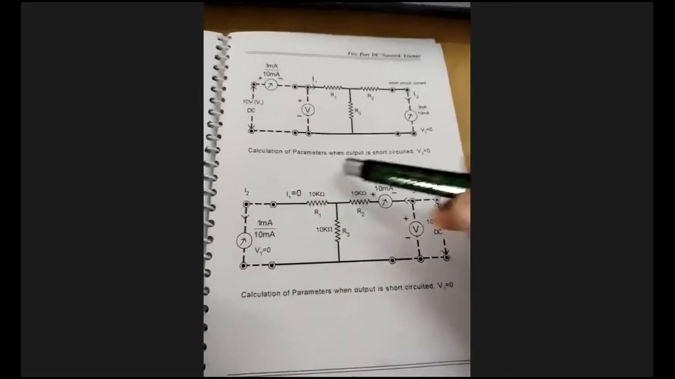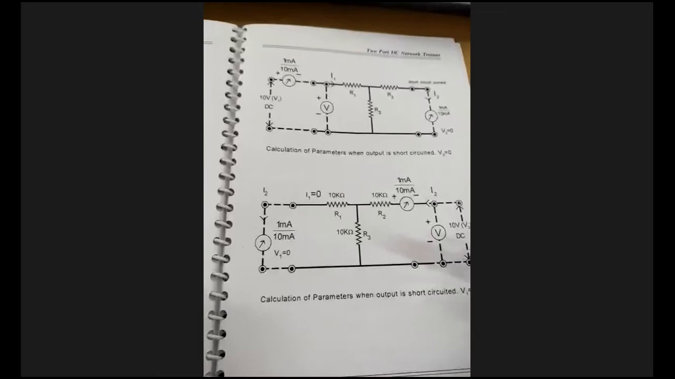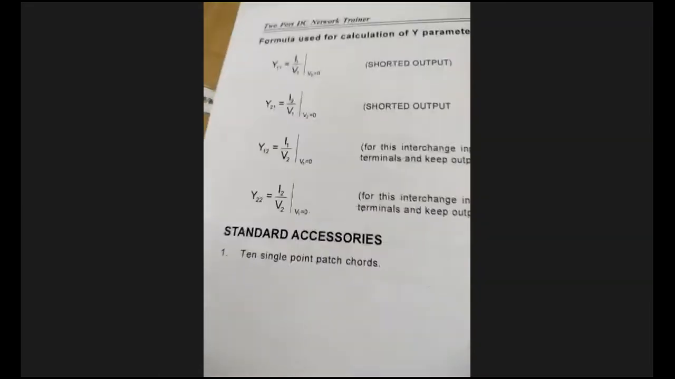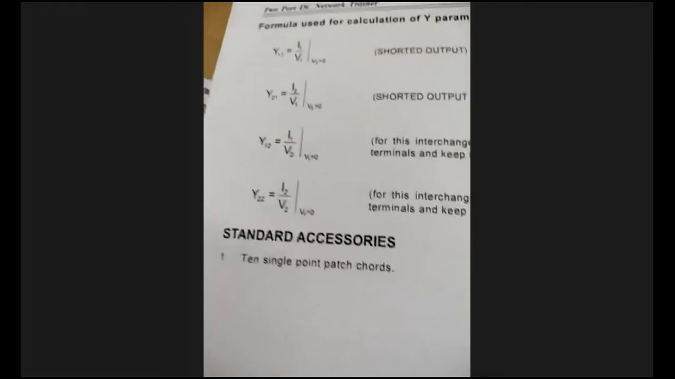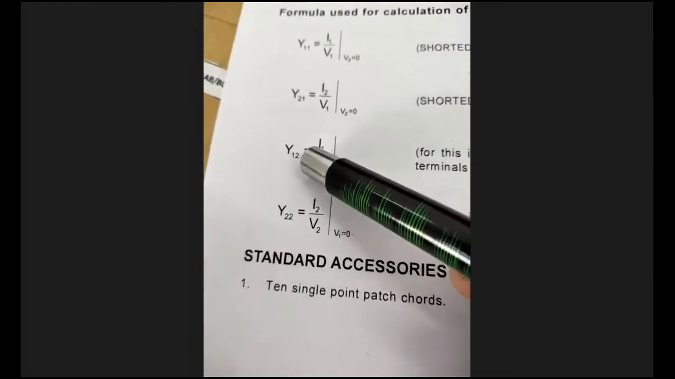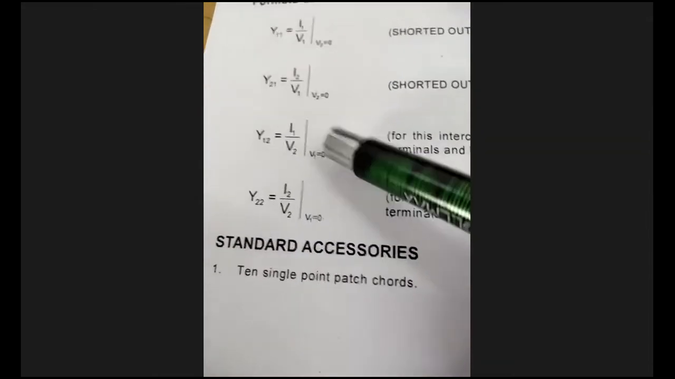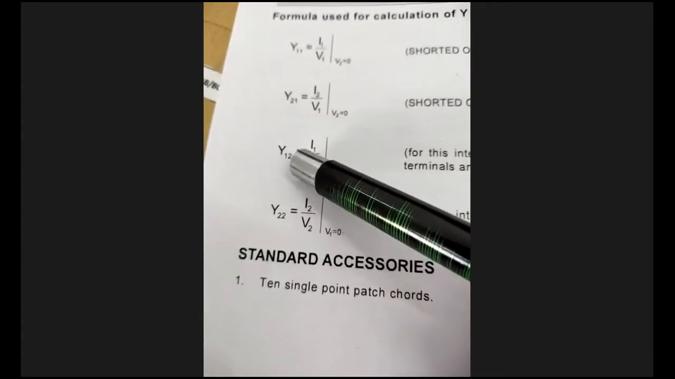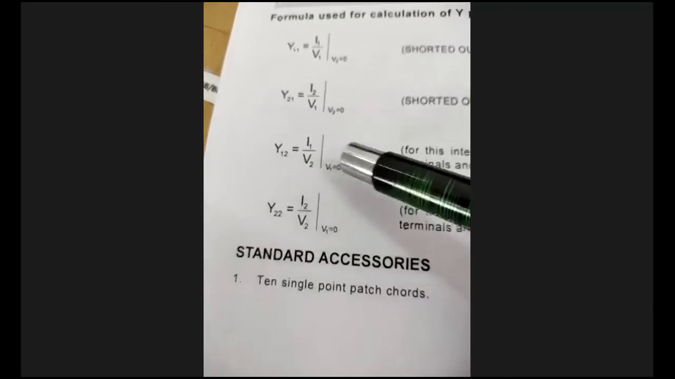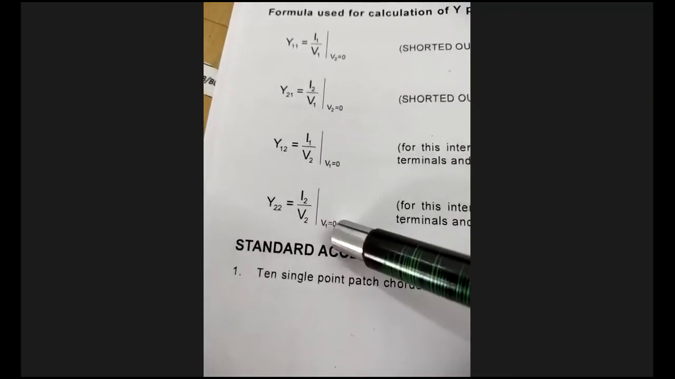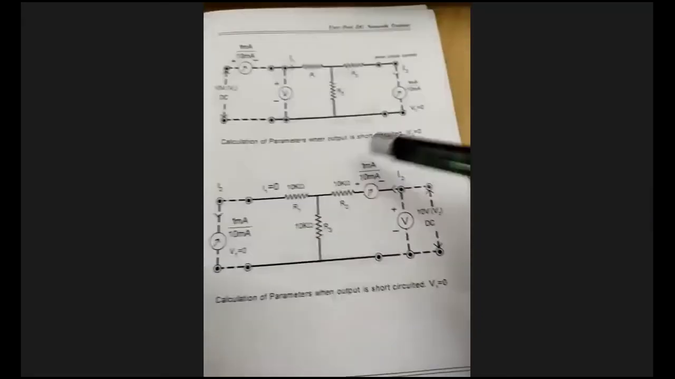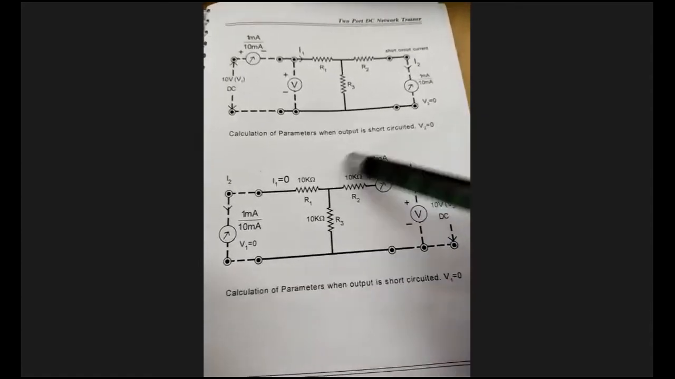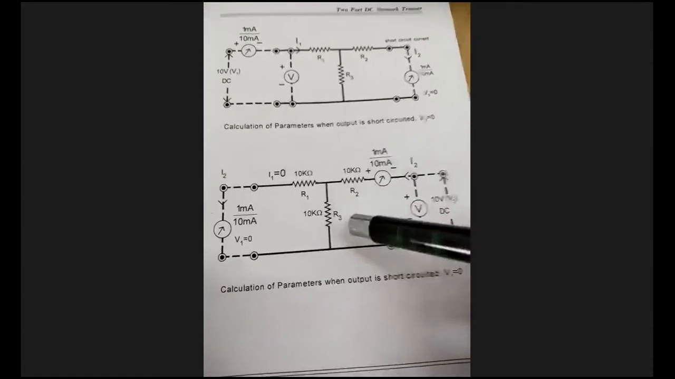Now in the second case, what is our aim? Our aim is to find out the two values, that is Y12 and Y22, right? And the condition is V1 equal to 0. Okay. In the second circuit diagram, you can clearly see here V1 equal to 0.